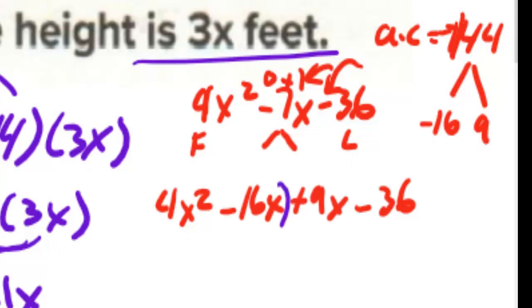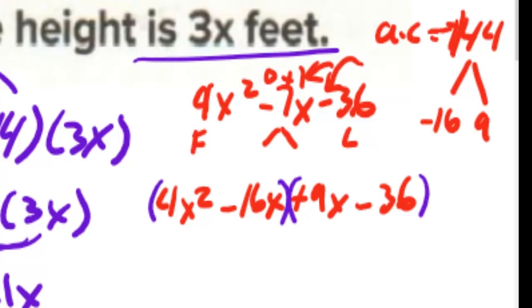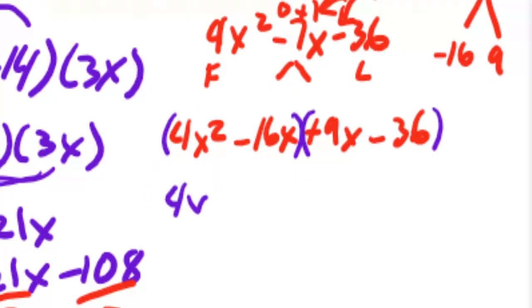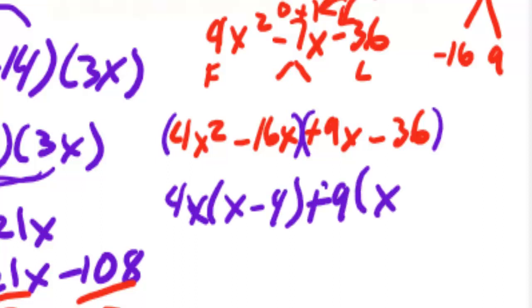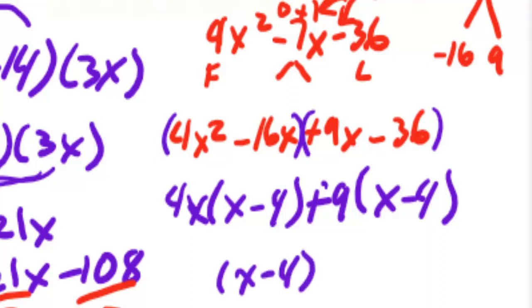And now I want to group. Factor by grouping is what I'm doing. So the GCF of the first group appears to be a 4x, and that leaves me with an x minus 4. And the GCF of the second group is a 9, so that would give me an x minus 4. And I still have a common factor of x minus 4, and the factor that's left over when I bring the x minus 4 out is 4x plus 9.